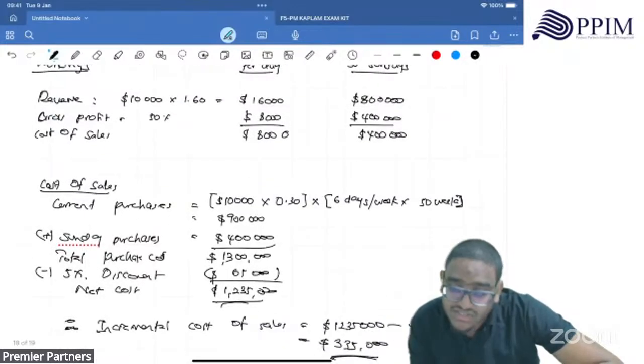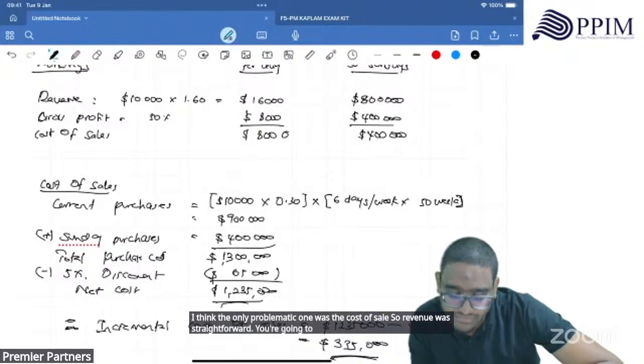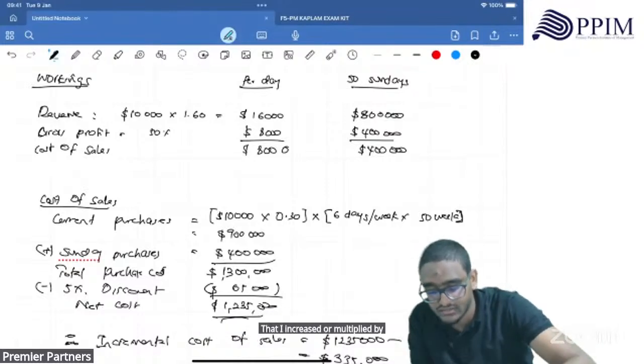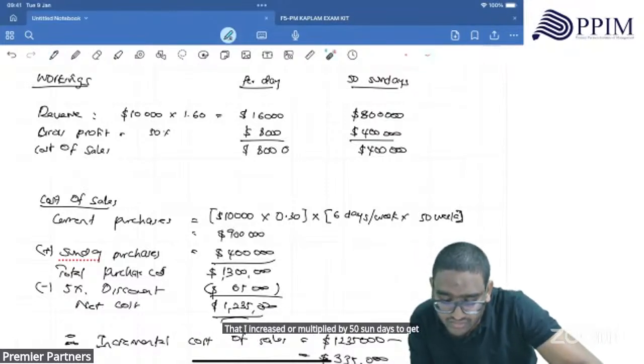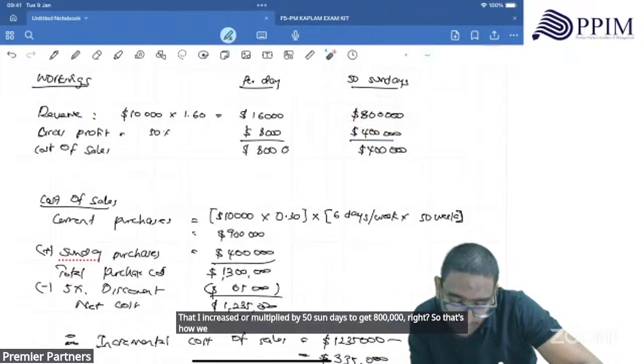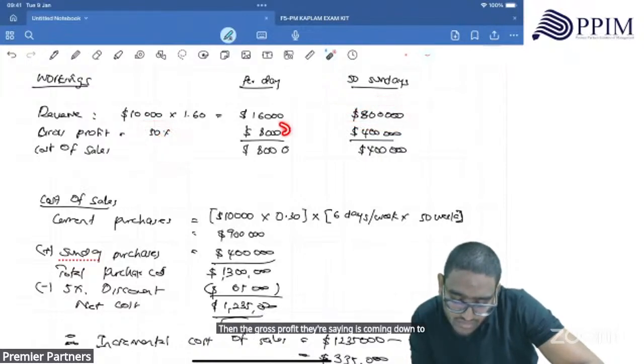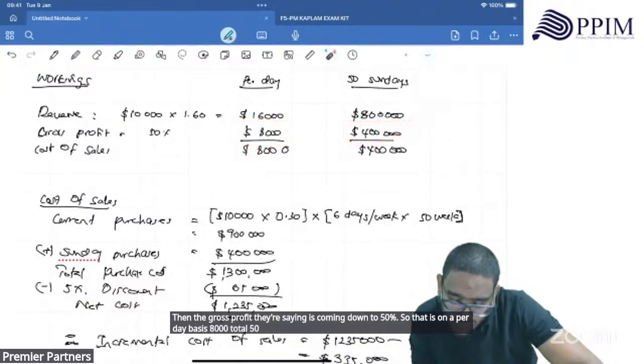So revenue was straightforward. You're going to increase by 60%, so that goes to 16,000 per day. I multiplied that by 50 Sundays to get 800,000, so that's how I got 800,000 here. Then the gross profit they're saying is coming down to 50%. So on a per day basis that is 8,000. Total for 50 days is 400,000. So my cost of sales is this much.